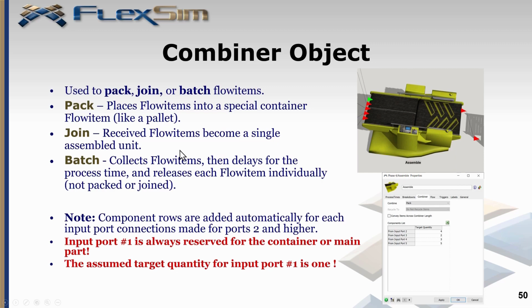Now, the item that will leave is actually the item that came in through port 1, and it just has nothing changed to it. The other items that were combined just get destroyed, and that first part moves on. Batching collects all the flow items, delays for a process time, and then releases all the flow items individually. It doesn't pack or join them. Component rows are added automatically for each input port connection made for ports 2 and higher.